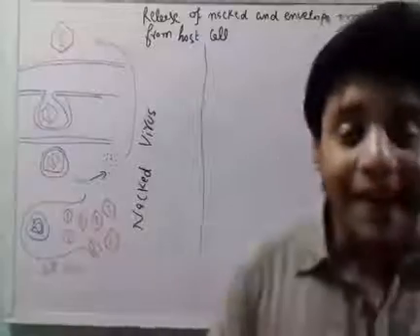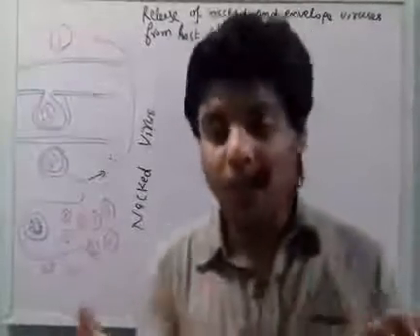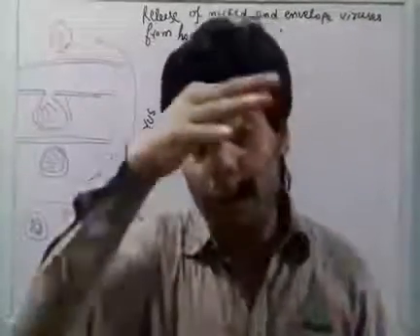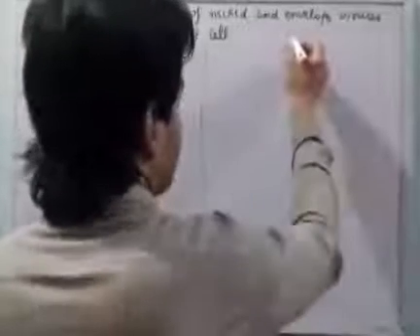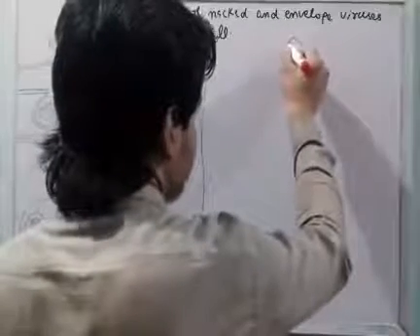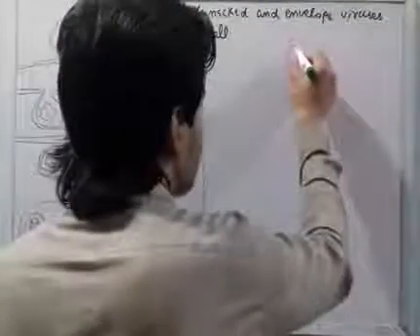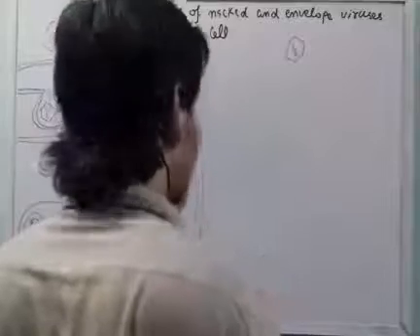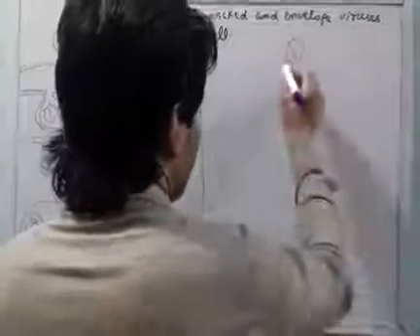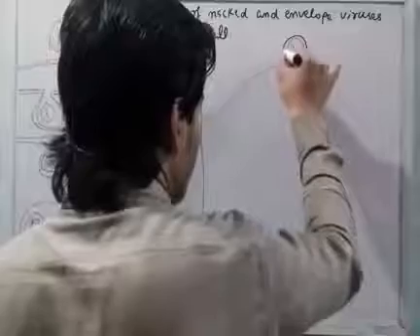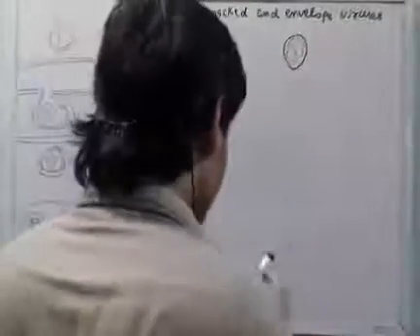Now what happens in the case of the envelope virus? In the case of the envelope virus, it enters inside the host cell through membrane fusion, as I told you. So if I draw the virus, again we have a virus. It has the genetic material, but it has the envelope as well. Yes, this black one represents the envelope area. So after that, what happens?